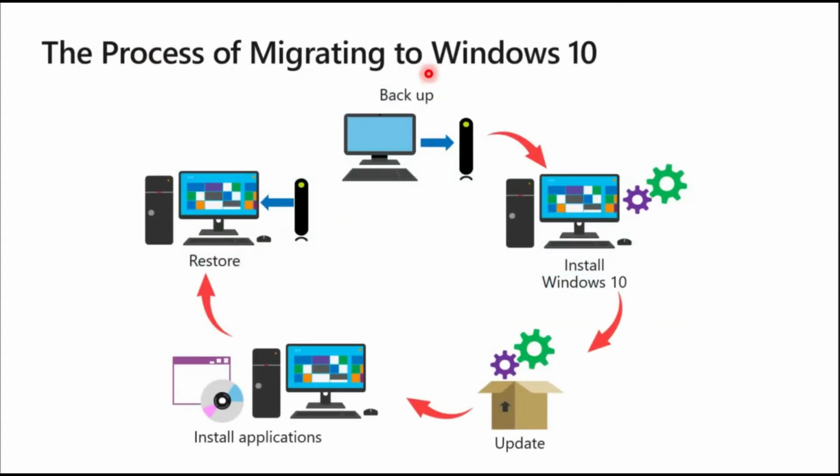The process of migrating to Windows 10 at first should have a backup. From backup we install Windows 10, and then update, and then we install applications. For example, you need TeamViewer applications, you need Cisco Packet Tracer, or you need Adobe. Those kinds of things you're going to update in here, and after that you can restore. That's a very good option.